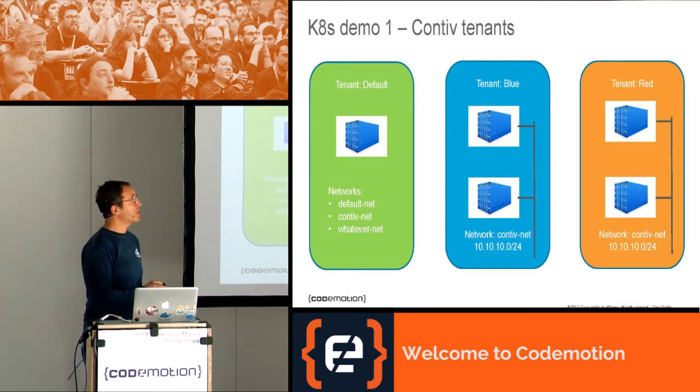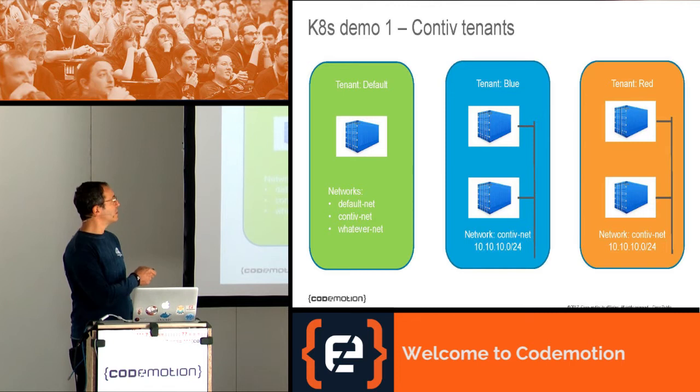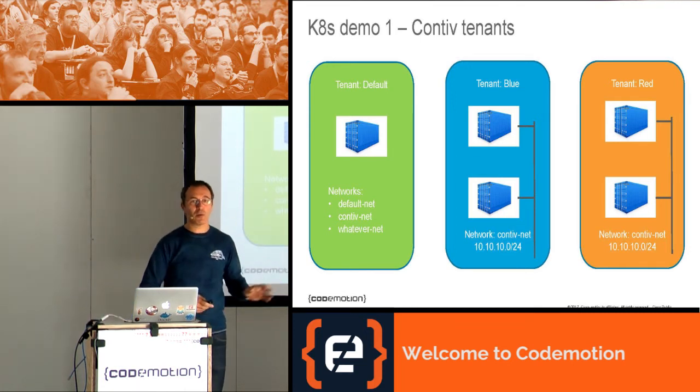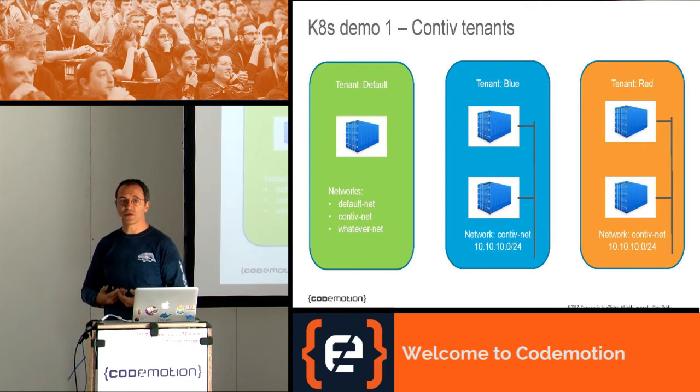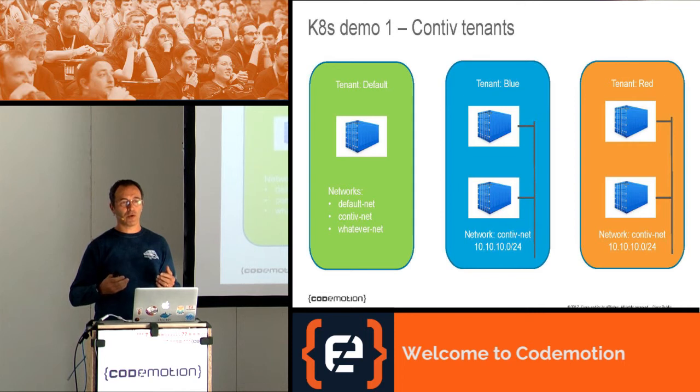Then we will create another tenant called Blue with a network named Contiv Net, which has the same name as this Contiv Net and the same subnet and default gateway, but it will be a completely separate network. So containers that I attach to the Contiv Net here will never see the containers in the Contiv Net here. They are two completely isolated worlds. So the owner of every container is completely free to create all the resources with all the naming convention, all the networking convention that he likes, with no concerns, no worries to conflict with the others.